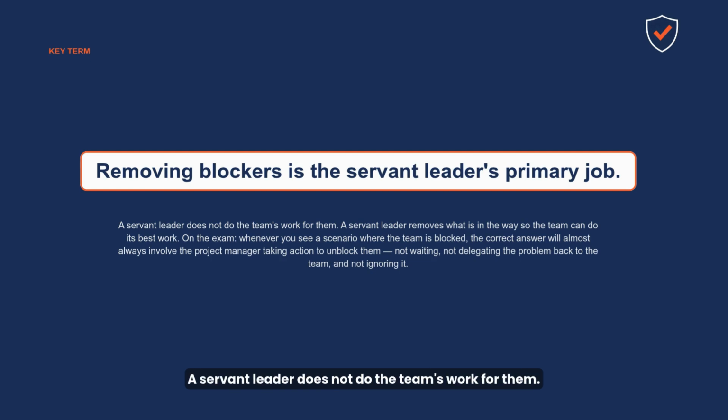This principle is tested throughout Domain 1, but Task 7 is where it is most directly expressed. A servant leader does not do the team's work for them. A servant leader removes what is in the way so the team can do its best work. On the exam, whenever you see a scenario where the team is blocked, the correct answer will almost always involve the project manager taking action to unblock them, not waiting, not delegating the problem back to the team, and not ignoring it.